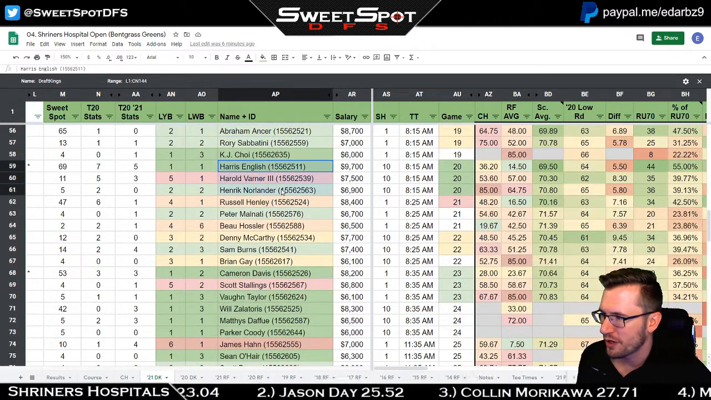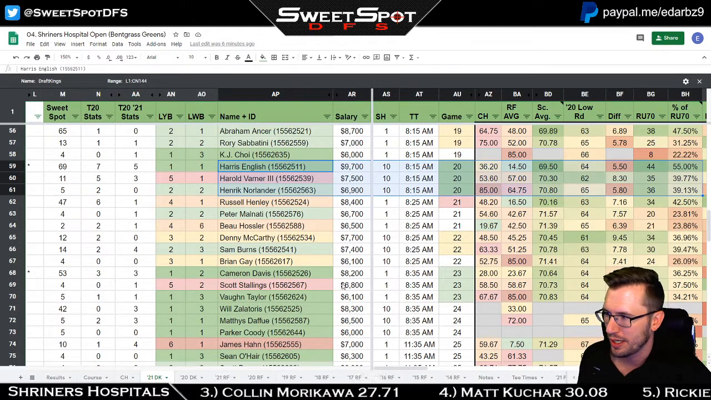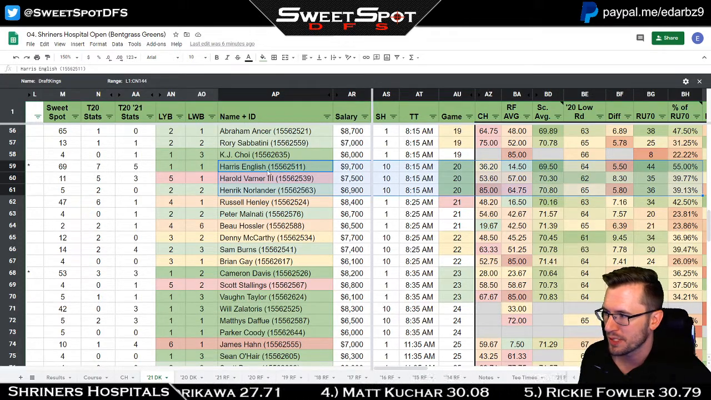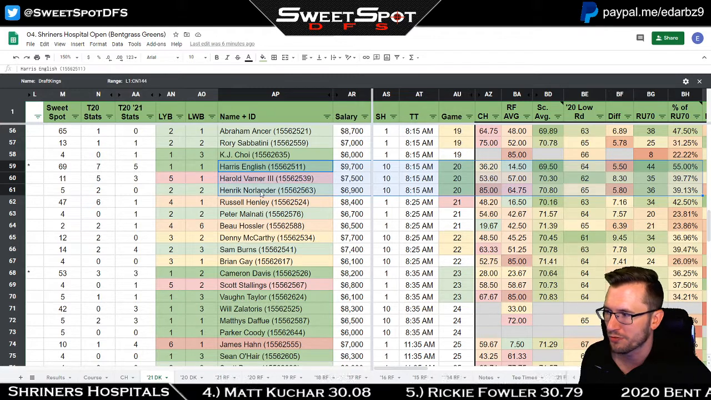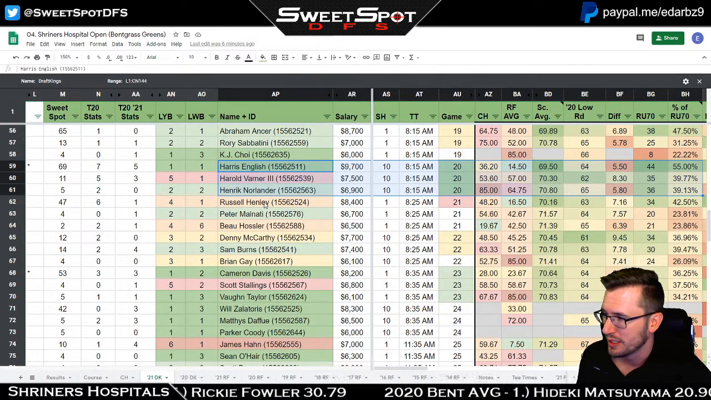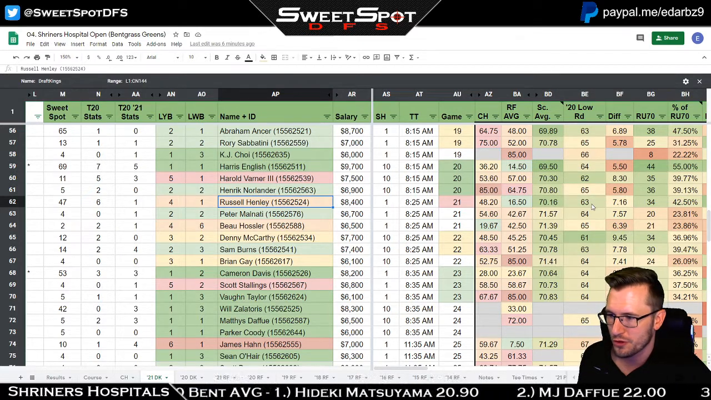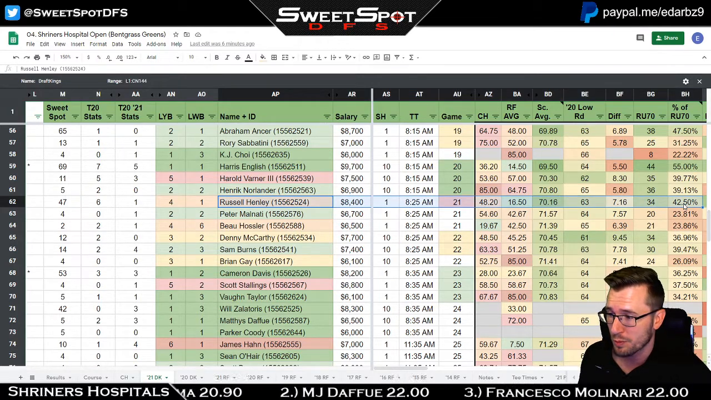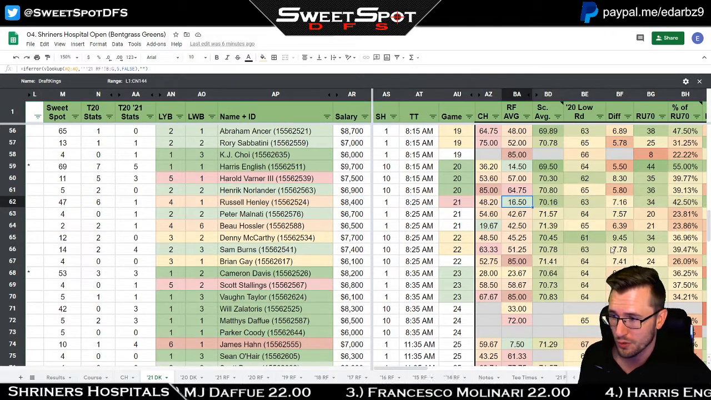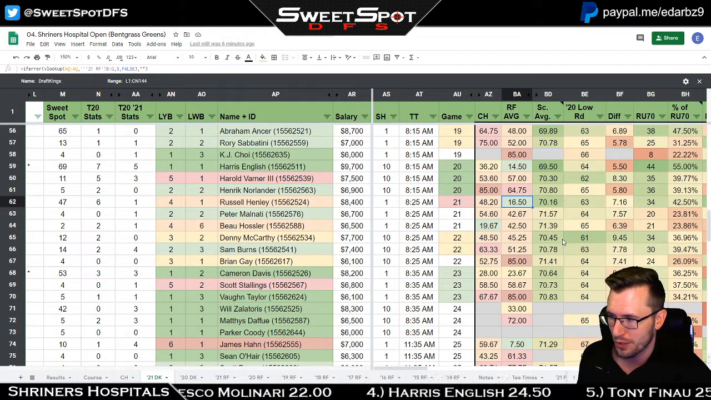Harris English, Harold Varner, and Henrik Norlander. This seems like a really good group to target. And if I'm playing any Harris English lineups, I'm probably going to put some Harold Varner and Henrik Norlander together. Seems like a great idea. Henley, he's a golfer who can shoot really low. And I do like Henley. Henley was playing well for a while, with his recent form average. So I think he would be a pretty good consideration.